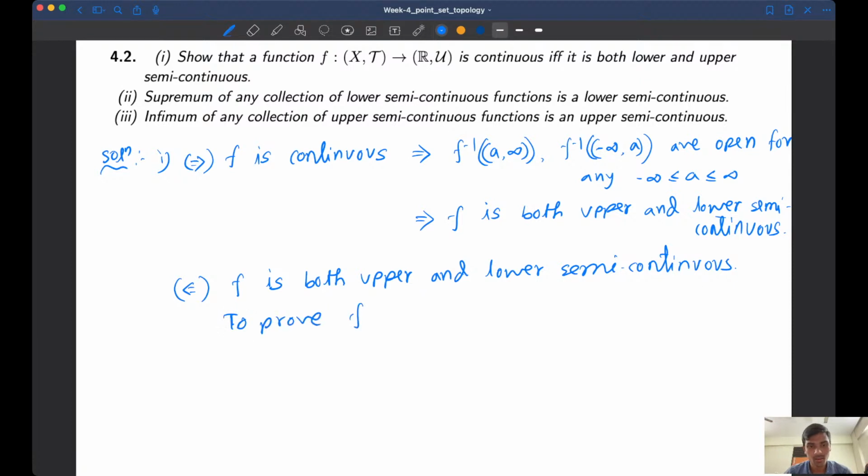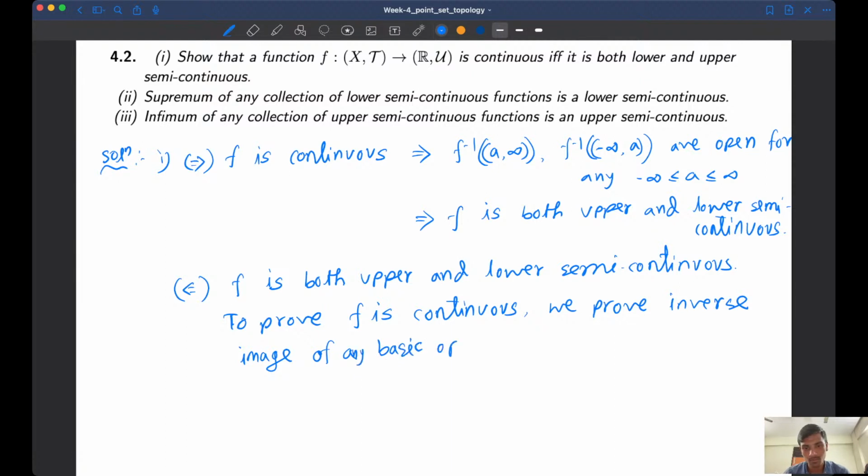Prove that if f is continuous, prove that the inverse image of any basic open sets, namely the intervals, is open. They form a basis for the usual topology on R, namely (a, b) for any a less than b.